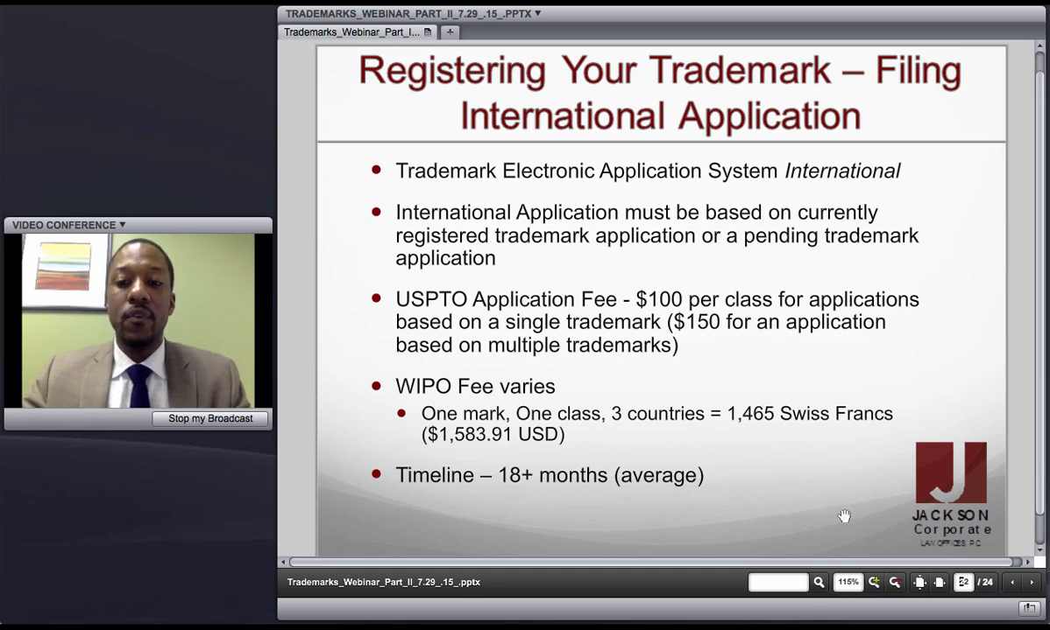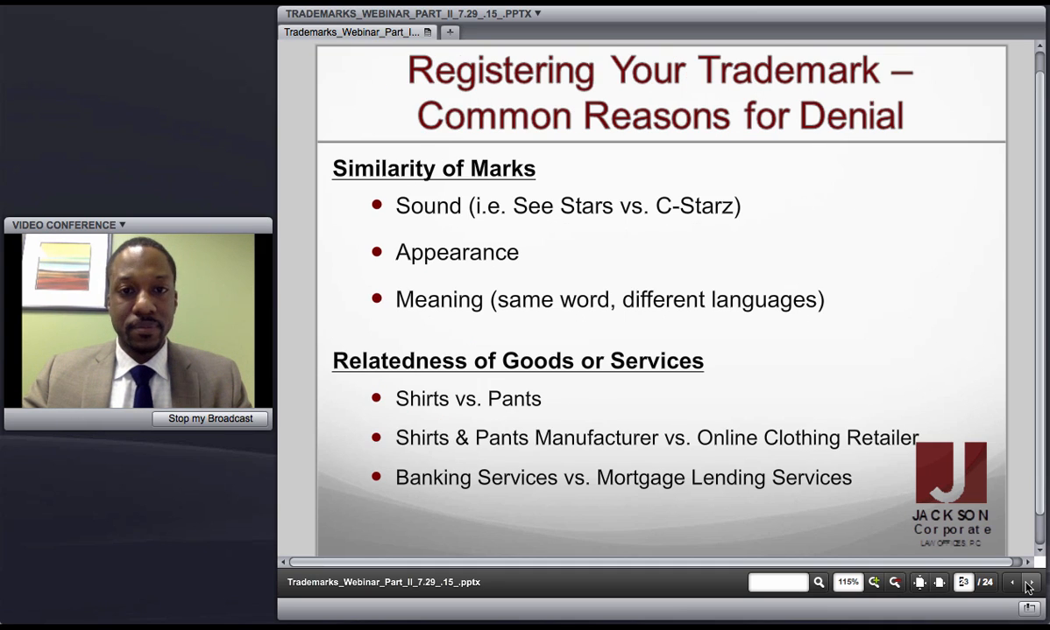And so the timeline for an international trademark is a little bit long, well, a lot longer than a trademark that is domestically filed through the United States Patent and Trademark Office, and that's typically 18 months or more.